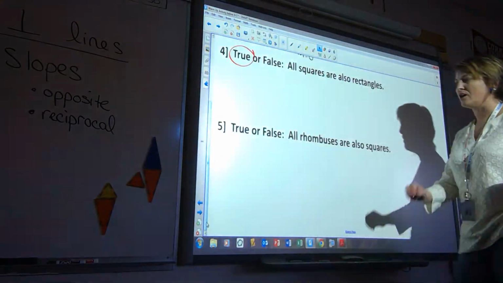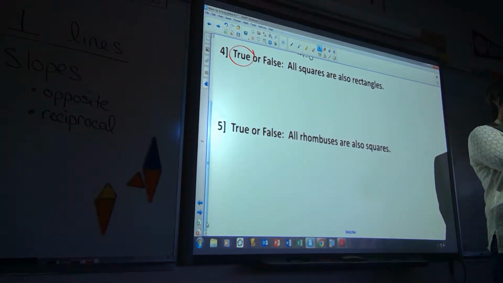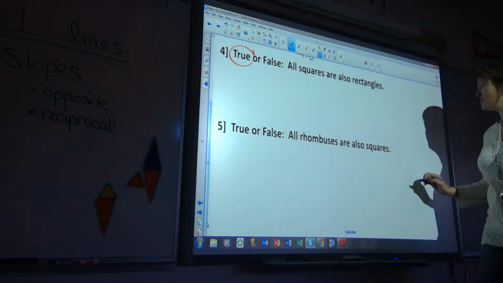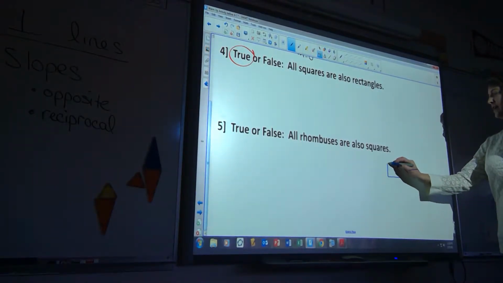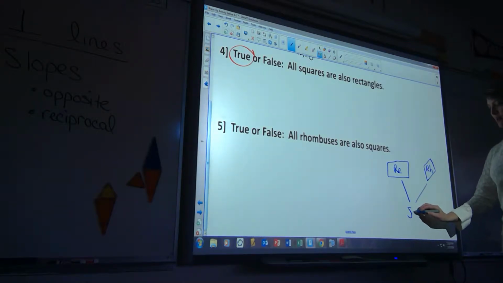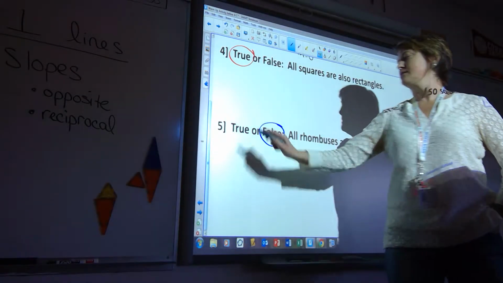Number 5, true or false? All rhombuses are also squares. True. False. Wasn't it like rectangle and rhombus have a baby, and that baby is a square? So are all of these rhombuses going to be squares? No, only special rhombuses are squares. So this is also false.